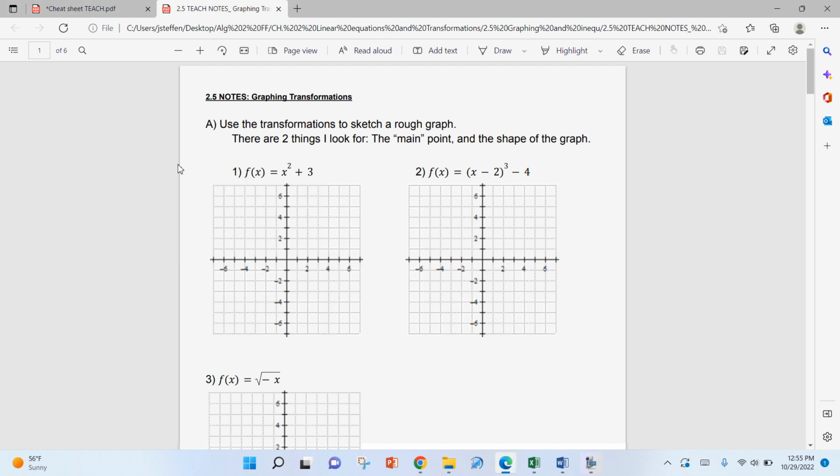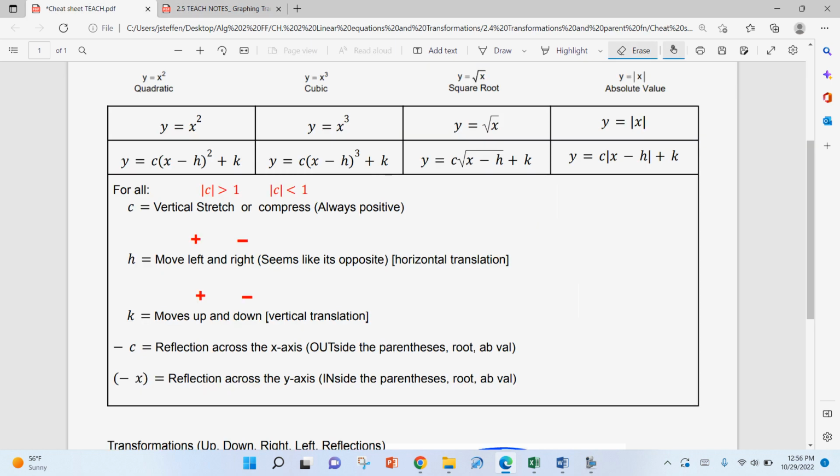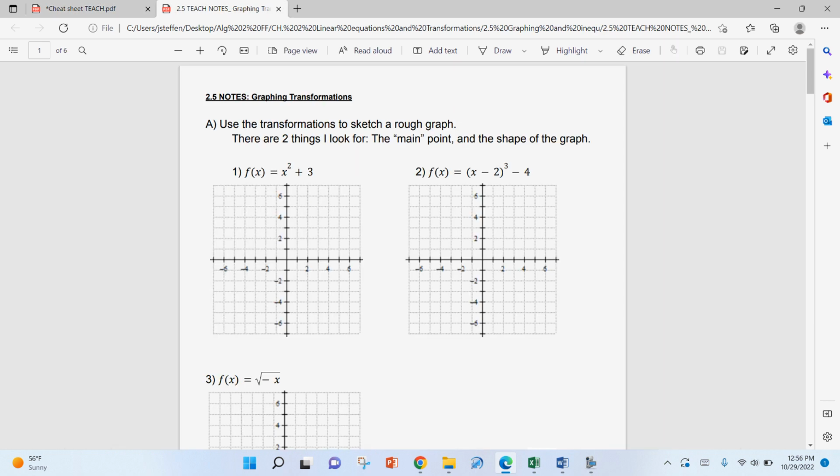Okay, this is the 2.5 notes. Make sure you've watched the 2.4 notes before this because that will obviously definitely help. Also, make sure you watch the cheat sheet video. That'll help you with 2.4. But again, once you've started doing this, I think you'll kind of get the picture.